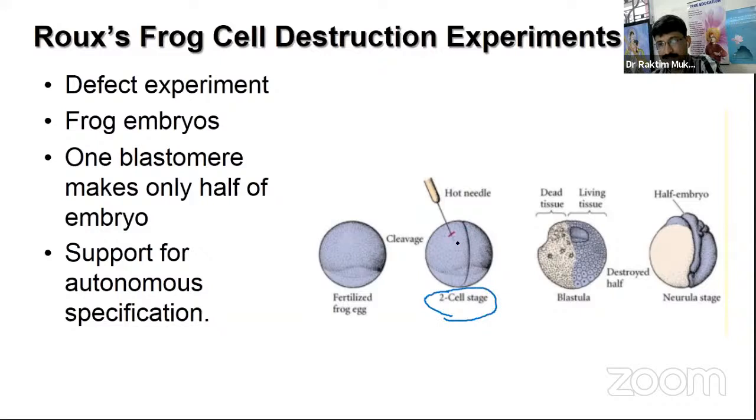Thereafter, he allowed the developmental process to complete. He found that the part of the embryo which was pricked with a hot needle had dead tissue, whereas the other half had living tissue. In other words, Roux got a half embryo at the neurula stage. This leaves us with a question mark whether it supports autonomous specification or not. Whereas we have another experiment.